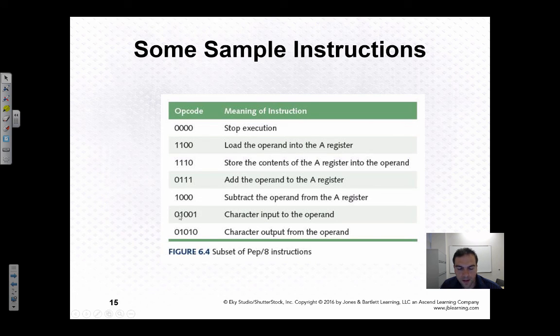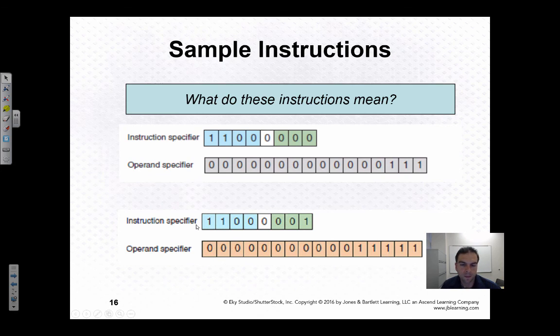This would be 4, and character output, that would be a 5. Okay. And these are 5-bit opcodes because they don't deal with registers. Character input and output only goes to memory.